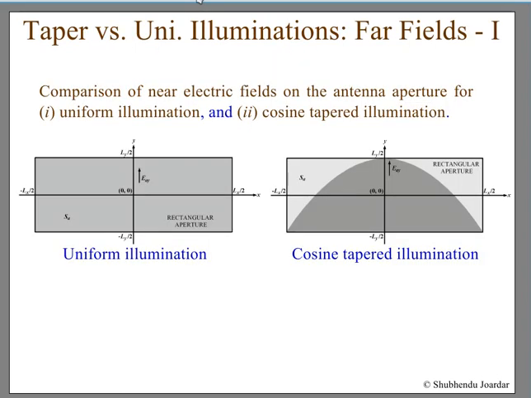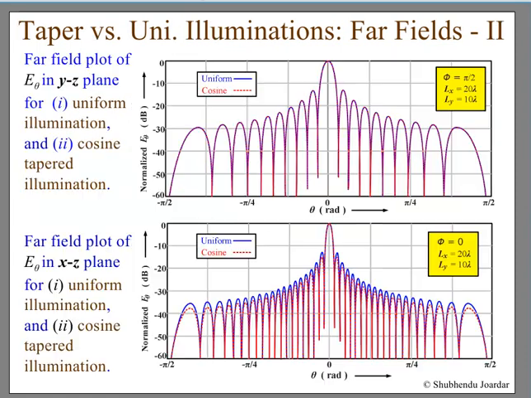Now we compare both of these, the uniform illumination and the cosine tapered illumination. So this is your aperture and here is your illumination, different illuminations. And finally you see the electric fields. See, these dotted lines are the cosine lines. They are in red, but this overlapping has created a peculiar color. And this blue one is the uniform illumination. In the YZ plane there is not much difference. But in the XZ plane, you see a lot of difference.